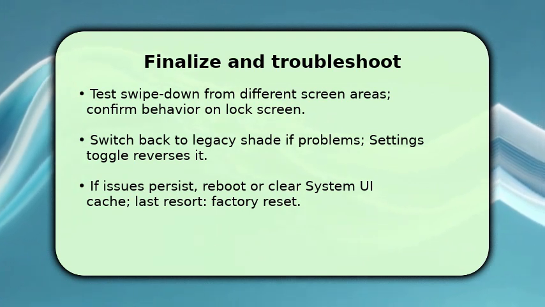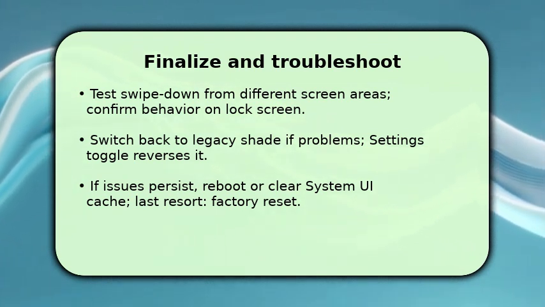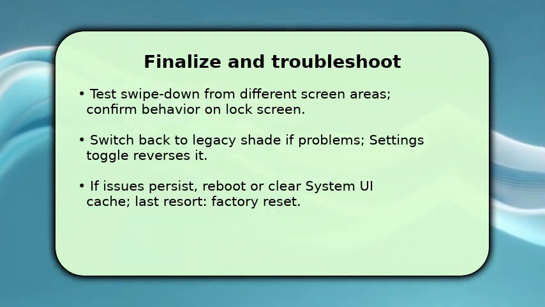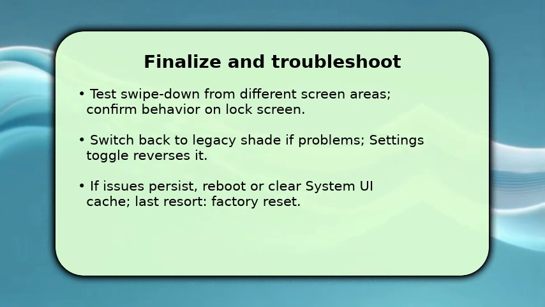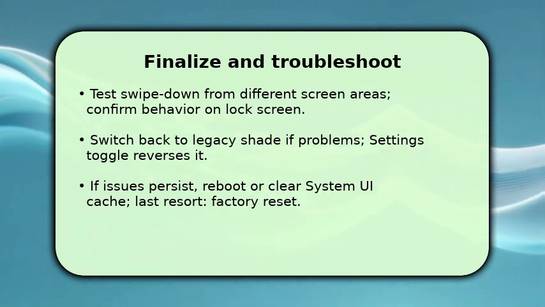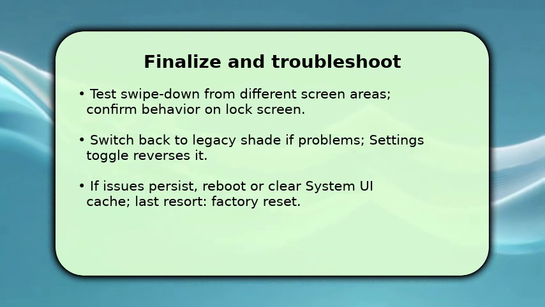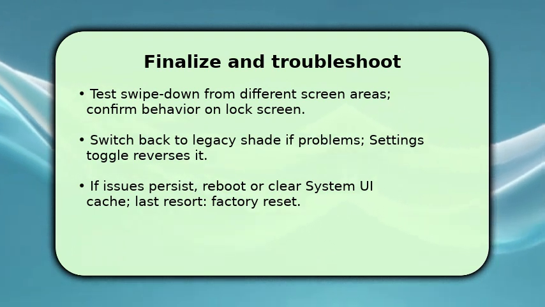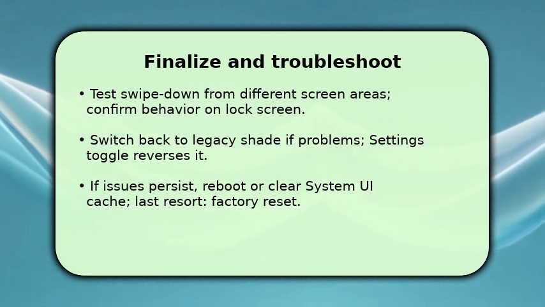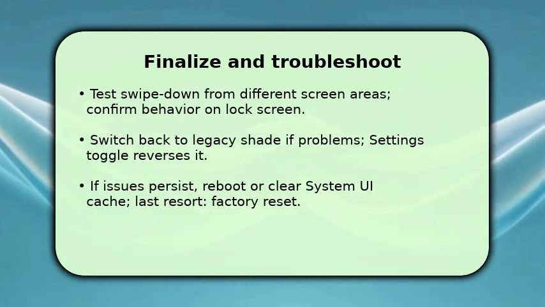If something feels off, switch back using the same settings toggle to return to the legacy shade and then reapply edits more cautiously. If icons misbehave, reboot first. If that fails, clear the system UI app cache or data. Only consider a factory reset as the final step and make a fresh backup before doing so.